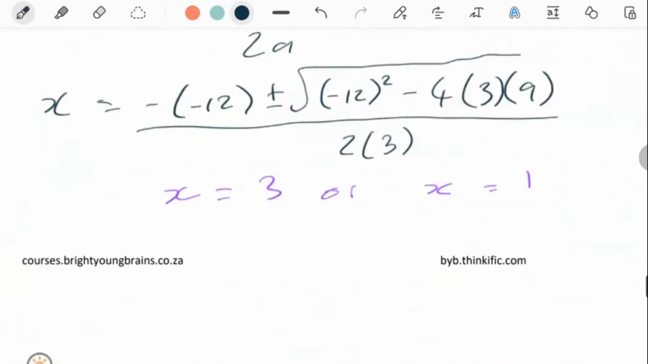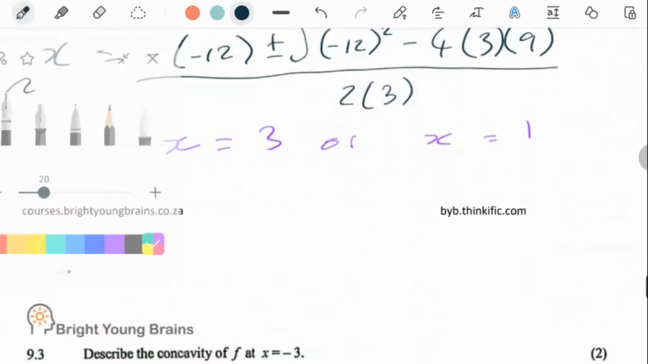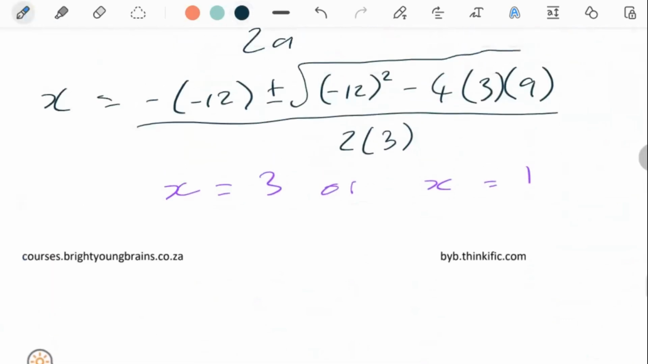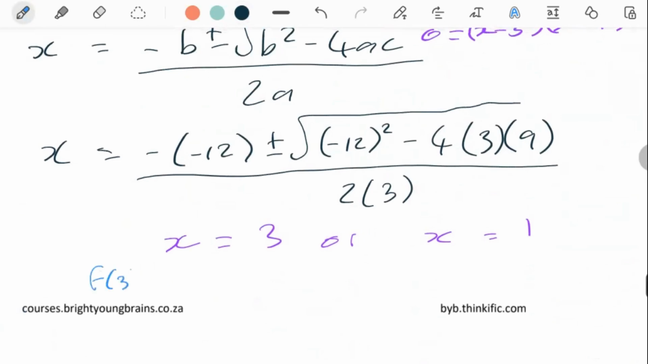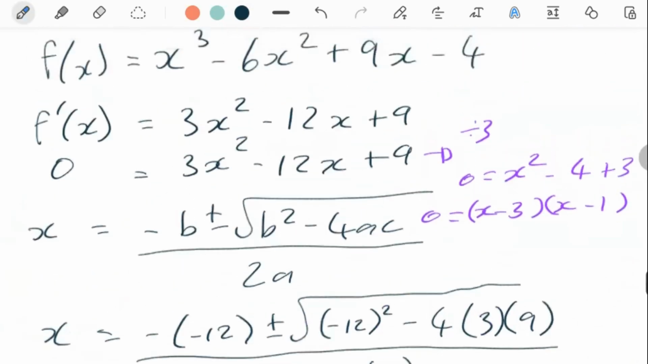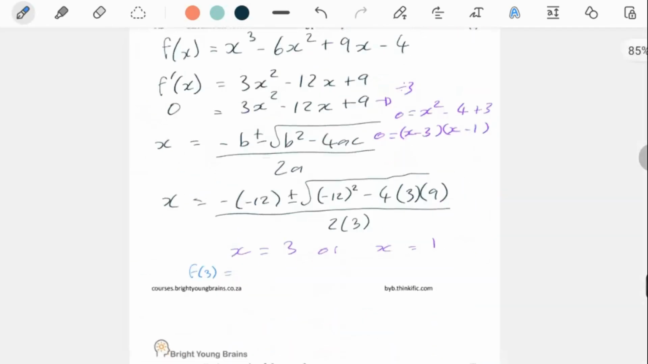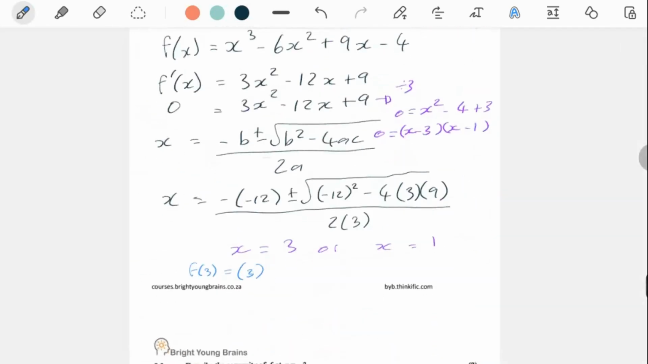So once we have the x values of the turning points, to get the y values, we just throw those into the original equation, the equation of f of x. If you throw a 3 in there, we're going to have 3 cubed minus 6, 3 squared plus 9 with 3 here minus 4. And then the other y value, we're going to throw 1 in there, 1 cubed minus 6 times 1 squared plus 9 times 1 minus 4.